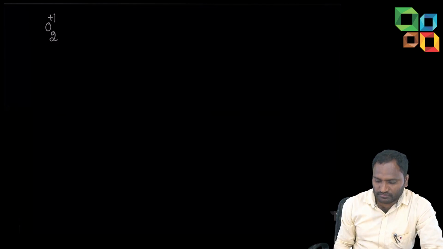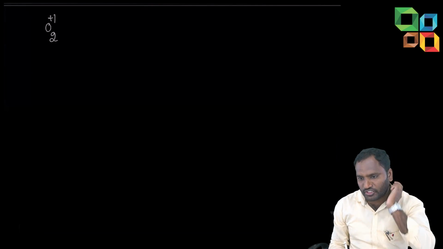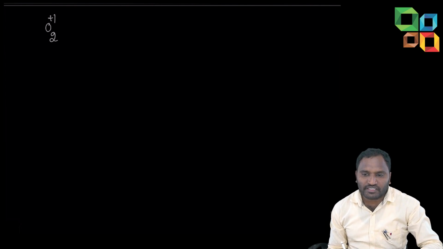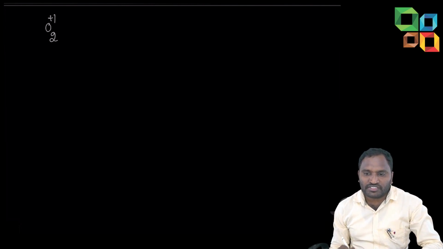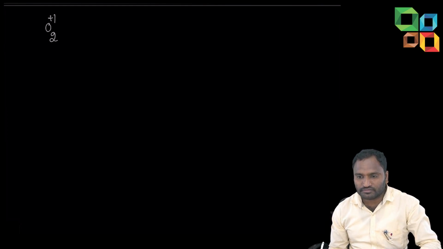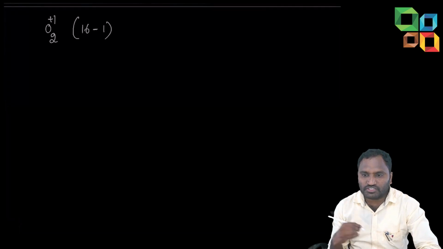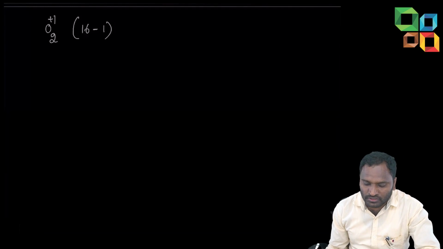Now, in case of ions, how it will be? I want to write O2 plus. O2 plus 1, can you find out, students? O2 contains 16 electrons, right? Plus 1 means it lost 1 electron. So here better write 16 minus 1. Plus means it lost 1 electron. So it contains total 15 electrons only.